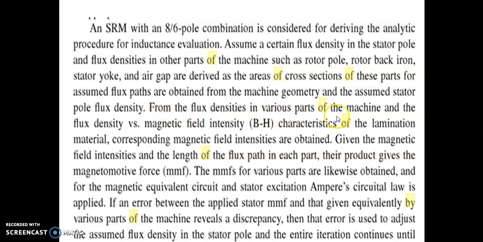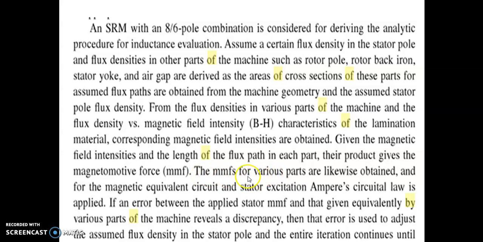From the flux densities in the various parts of the machine and the flux density versus magnetic field intensity, that is the BH characteristics of the lamination material, the corresponding magnetic field intensities are obtained. Given the magnetic field intensities and the length of the flux path in each part, their product gives the magnetomotive force, that is H into L. It is nothing but the magnetomotive force.